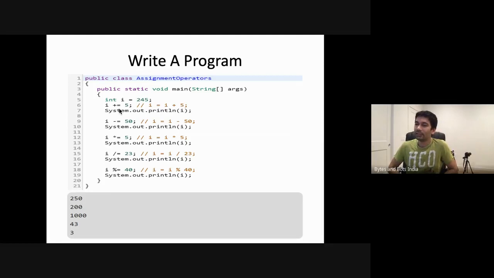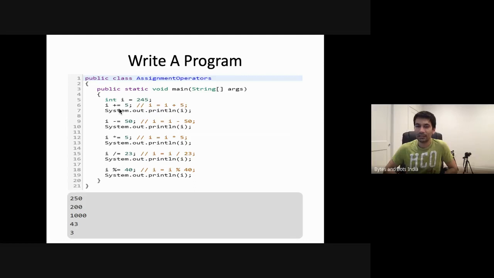Line 12 is I asterisk equal to 5, which means I is equal to I into 5. Now the value of I is 200, so 5 times 200 is 1000. Our output is right. Line 15 is I forward slash equal to 23, which is equivalent to saying I is equal to I divided by 23. So 1000 divided by 23 is 43 point some number after that in the fraction.